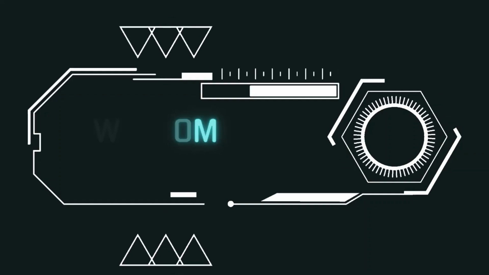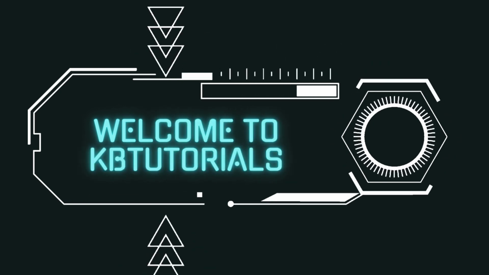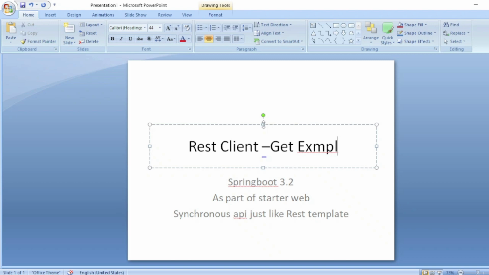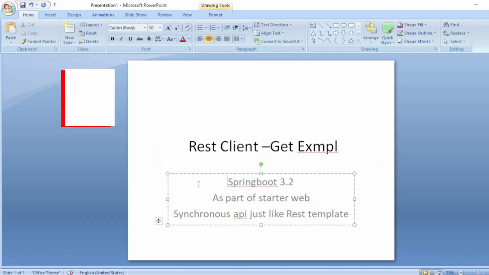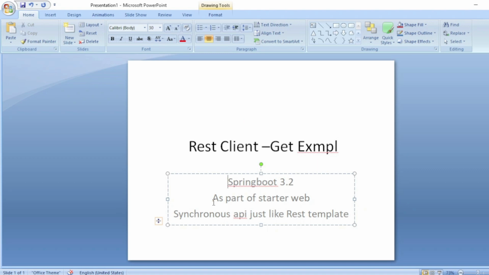So in today's tutorial, we are going to learn about the REST client and get example. How we can consume an external web service with the help of the REST client with the get method. This is a new feature added in Spring 3.2 version, guys. Do you need any other libraries? No, it comes as part of Spring Starter Web only.